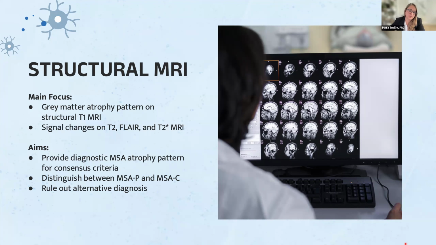MSA affects not only these areas, but it also affects white matter, which are the nerve fibers that transmit signals throughout the brain. And these changes in white matter may also be associated with MSA. MRI is also very valuable in ruling out other conditions that may mimic MSA, such as Parkinson's and progressive supranuclear palsy, or PSP. And by carefully analyzing MRI findings alongside clinical symptoms and other clinical tests, doctors can make a more accurate diagnosis of MSA.